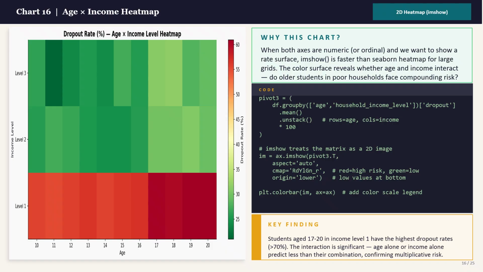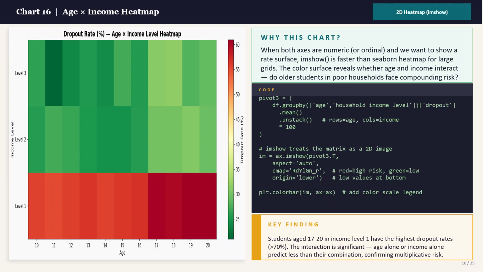We had another 2D heat map, and this was showing dropout rate against age and income level. When both axes are numeric or ordinal, and we want to show a color surface, imshow is faster than the Seaborn heat map for large grids. The color surface particularly reveals whether age and income interact. So do older students in poor households face compounding risks? That's a question we wanted to answer.